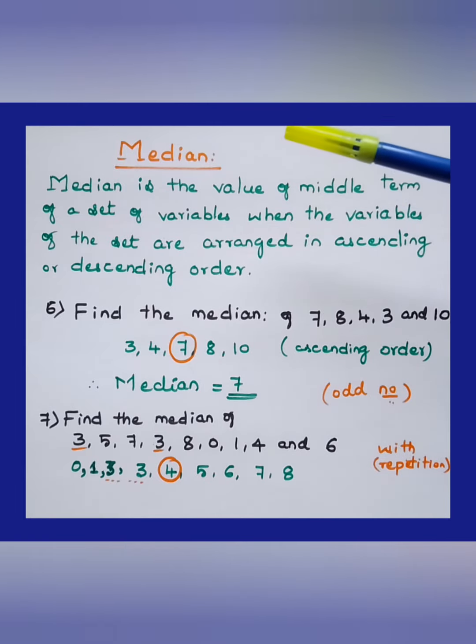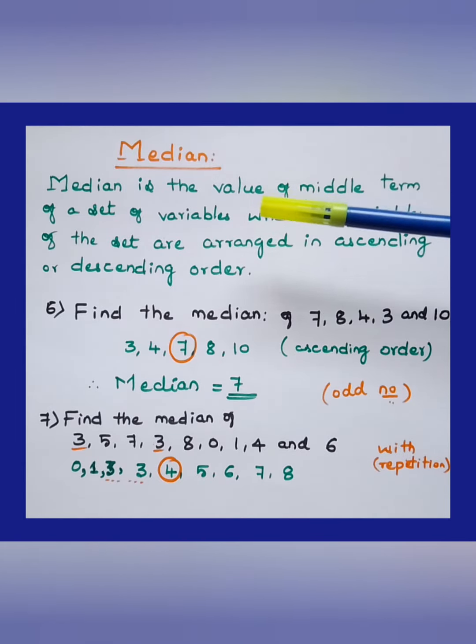So whenever we come across median, you have to remember to arrange them in either ascending or descending order. It's better to go in the ascending order, which we feel is easy. Our brain works fast in the ascending order.